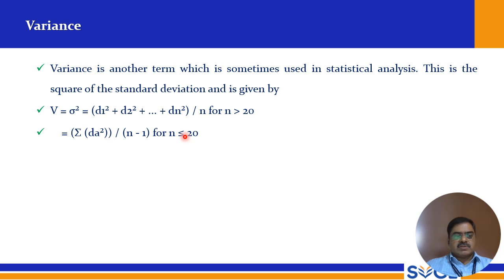So this is the variance formula, and it is characterized by some number, which is 20. One formula can be used if n is more than 20, and the other formula can be used if it is less than 20.